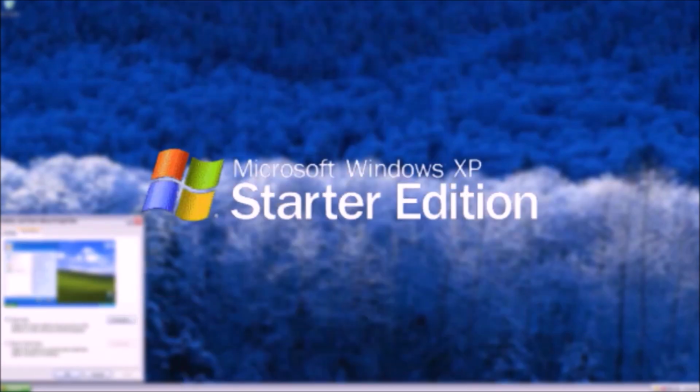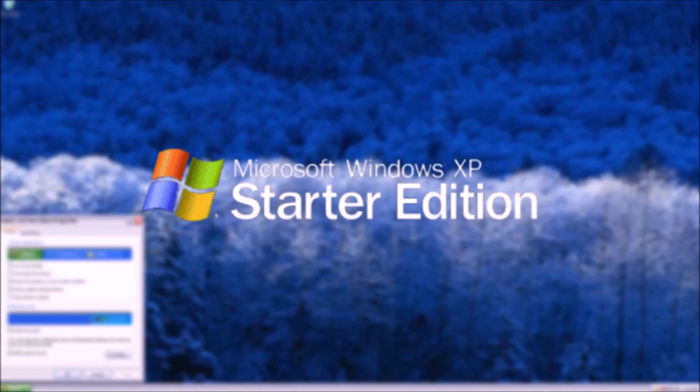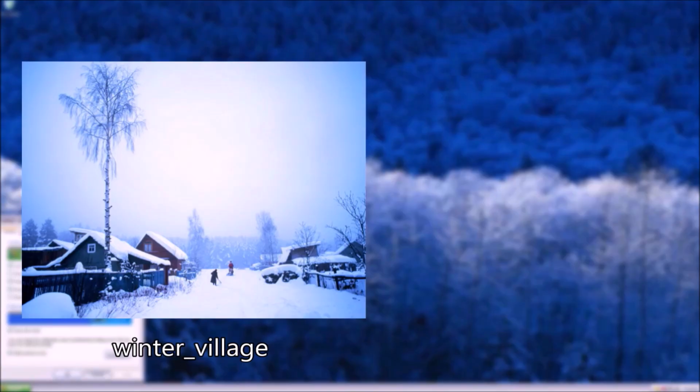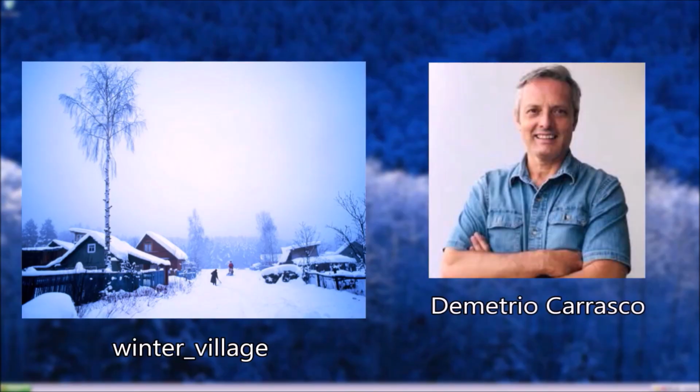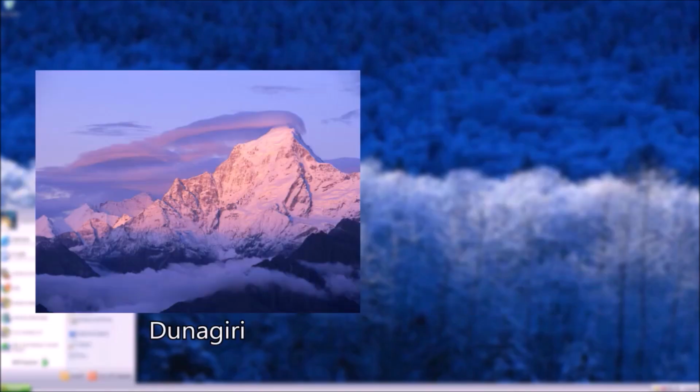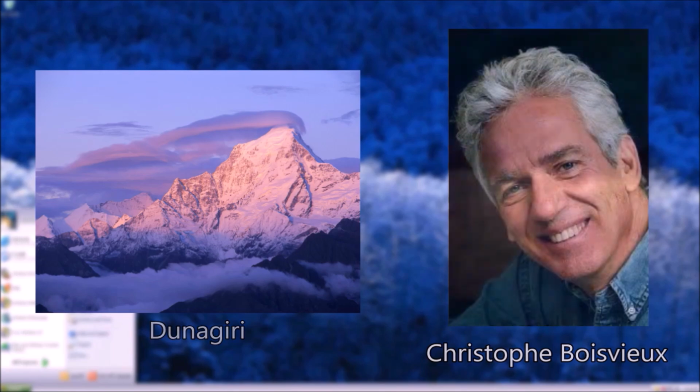Moving on, the Starter Edition wallpapers, as we all know, originate from various regions of the world, often depicting developing or lesser represented areas. The first, Winter Village, was photographed by Dmitry Karasko in a village near Moscow, Russia. The second depicts Mount Dunajiri in India and was captured by Christoph Voisvix.